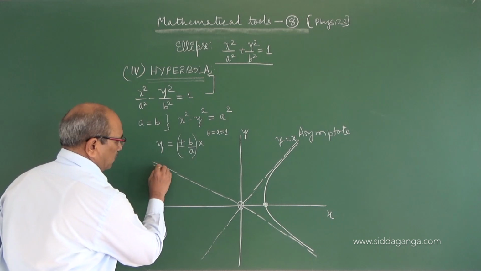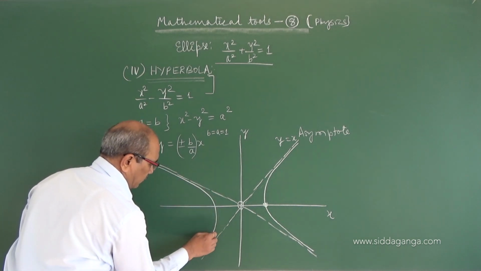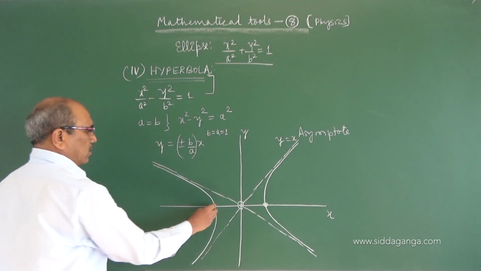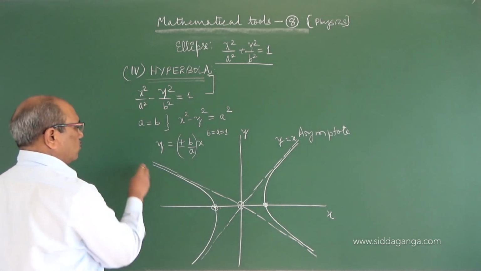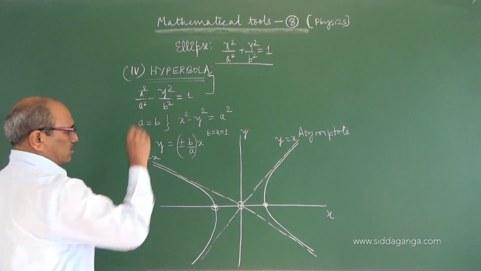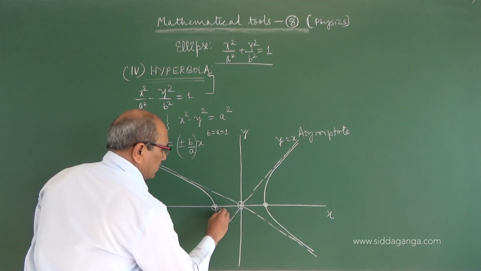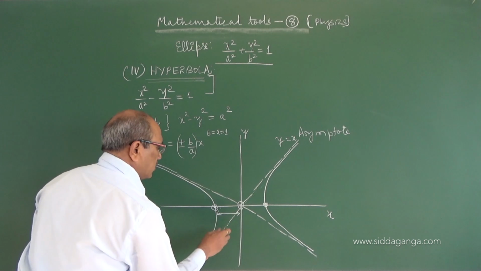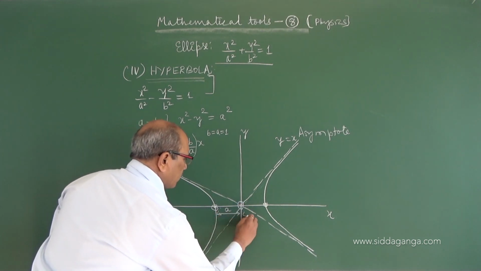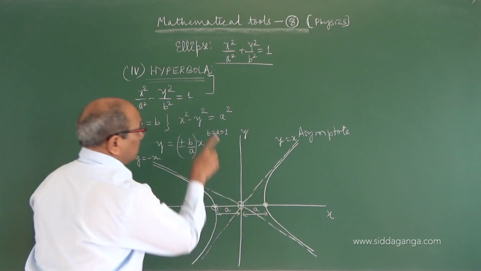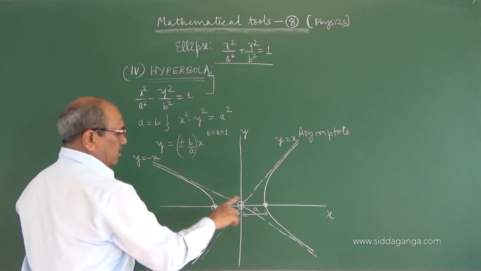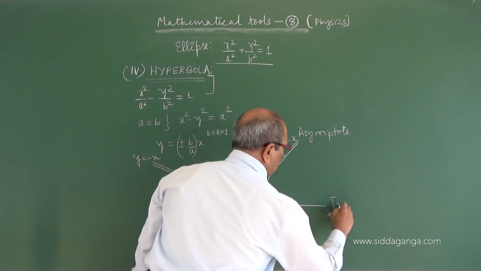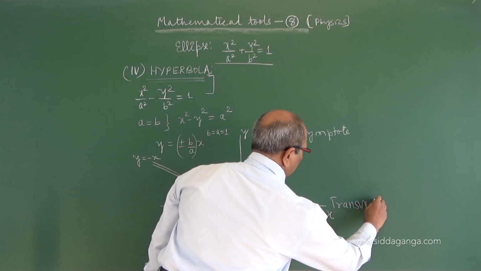And the curve here appears to be extending to infinity. And this is the vertex. y is equal to minus x. And this distance from the intersection of the coordinate system origin is a. If a and b are different, this axis is called the transverse axis in mathematics.